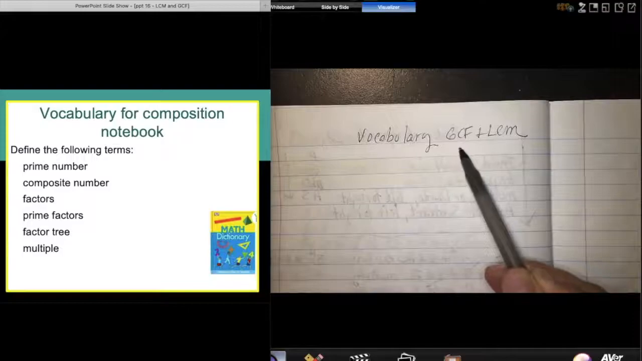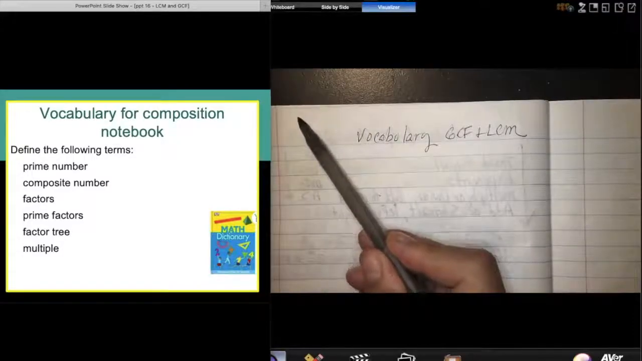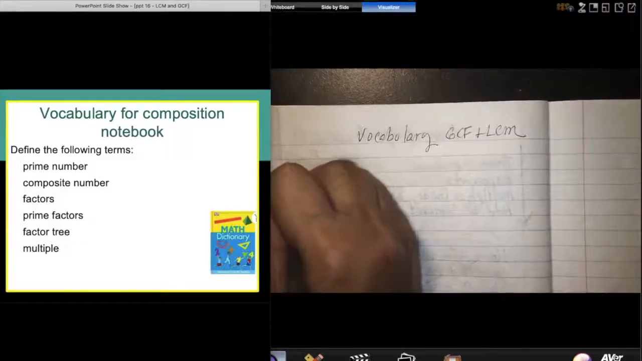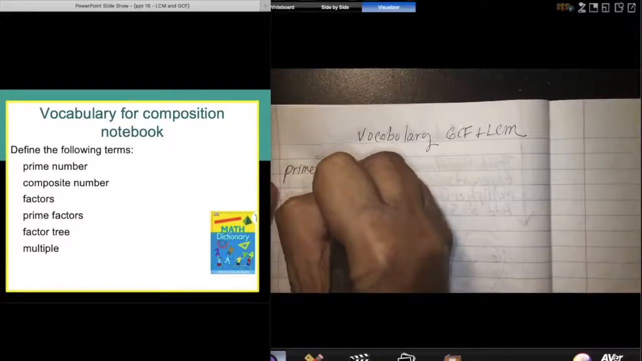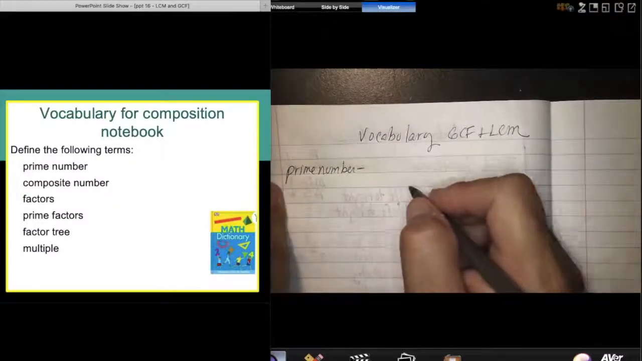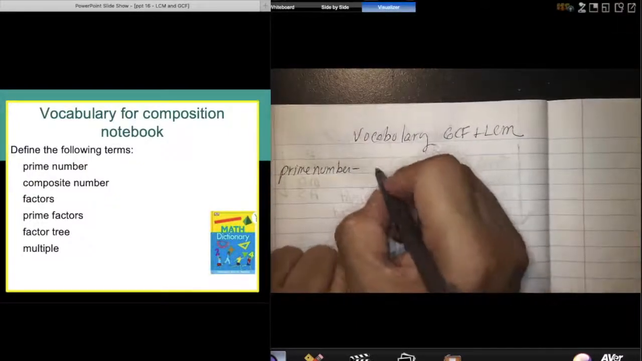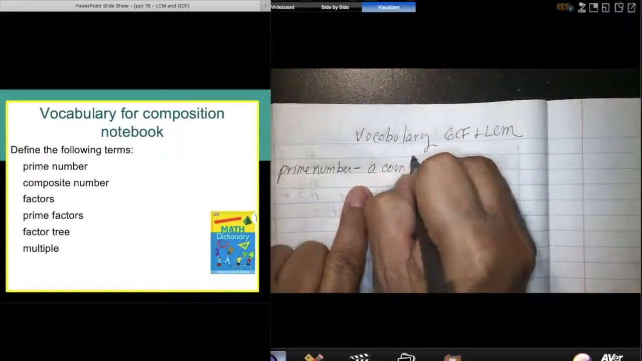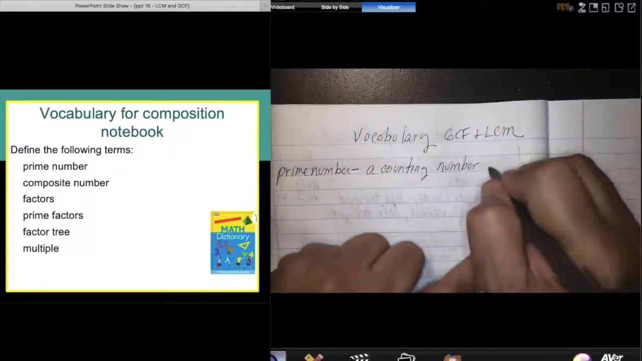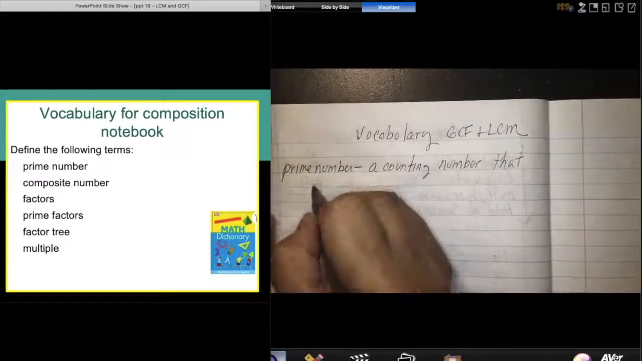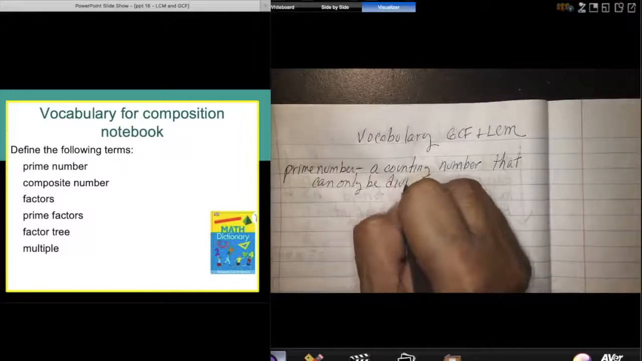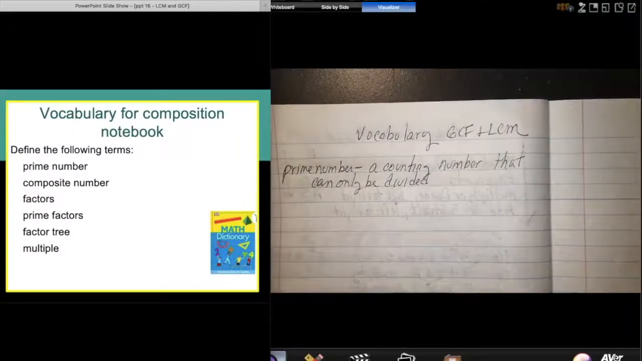Go ahead and write the title across the top, include your page number and today's date. So let's begin by looking at a prime number. Now, a prime number is a counting number that can only be divided by one and itself.